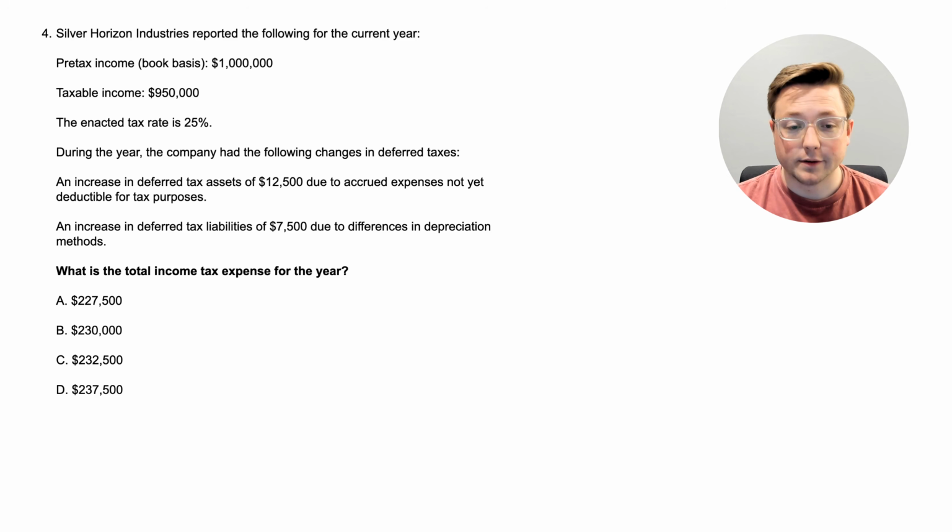All right, here we are at question 4. What is the total income tax expense for the year? Let's go up to the top. Silver Horizon Industries reported the following for the current year. Pre-tax income, $1 million. Taxable income, $950,000. The enacted tax rate is 25%.